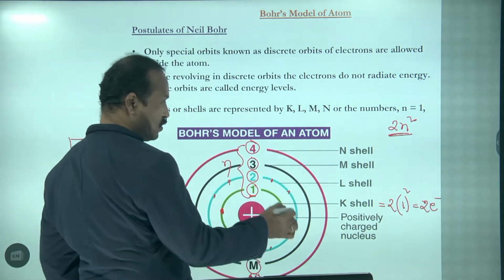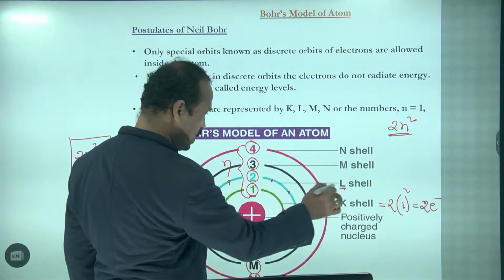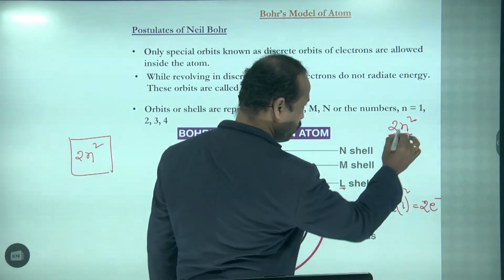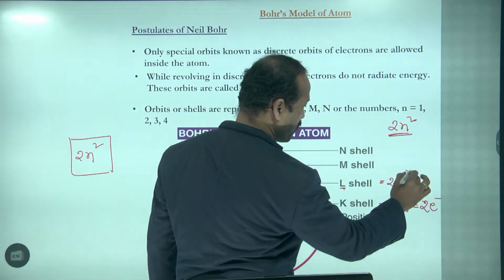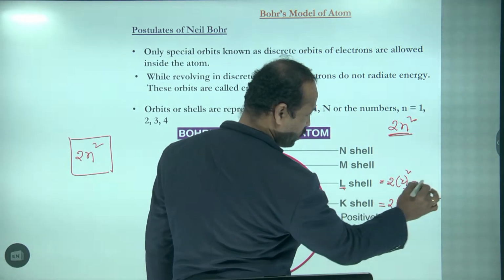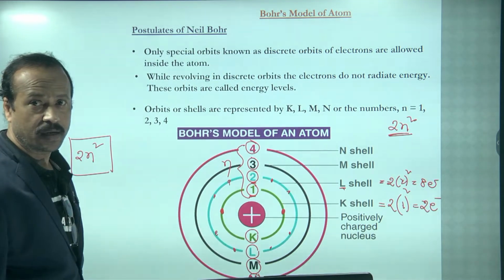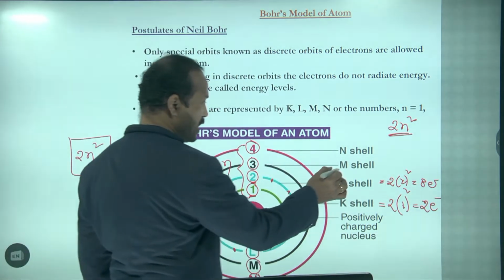Right. Now come to the second shell, the L shell. The L shell number is 2. So here you write the formula 2 into n square. But n is 2, so 2 square, which is 4. 4 2s are 8. So the second shell can accommodate 8 electrons.